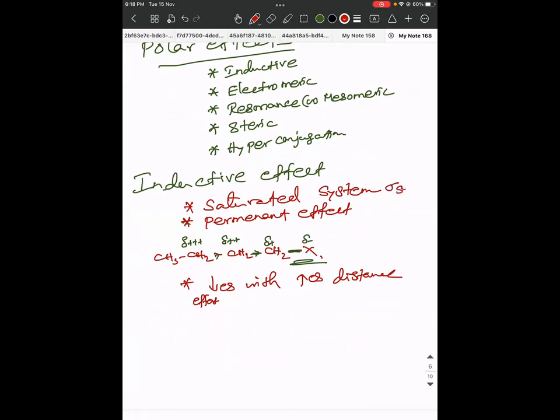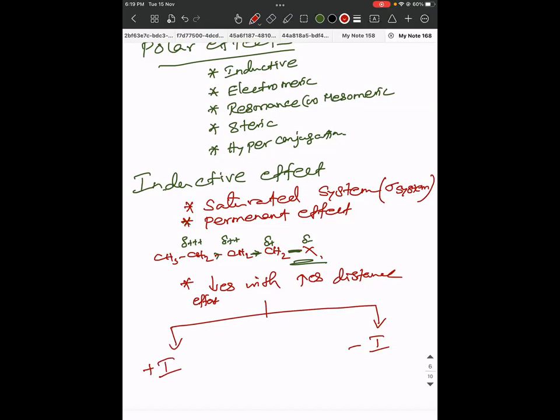சிக்மா சிஸ்டம் போட்டுருங்க. சிக்மா சிஸ்டம்னா ஒரு சிங்கிள் பாண்ட் இருக்கு. ஓகேவா? Now this effect can be classified into two types, plus I and then minus I. I will tell you the small definition for the inductive effect. The electron withdrawing or donation through the sigma bond is called inductive effect. When the electron is withdrawn through the sigma bond, it's a minus effect. The electron donation through the sigma bond is plus.